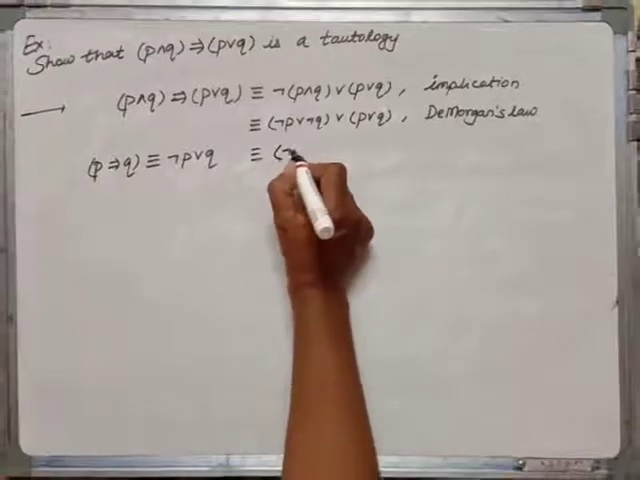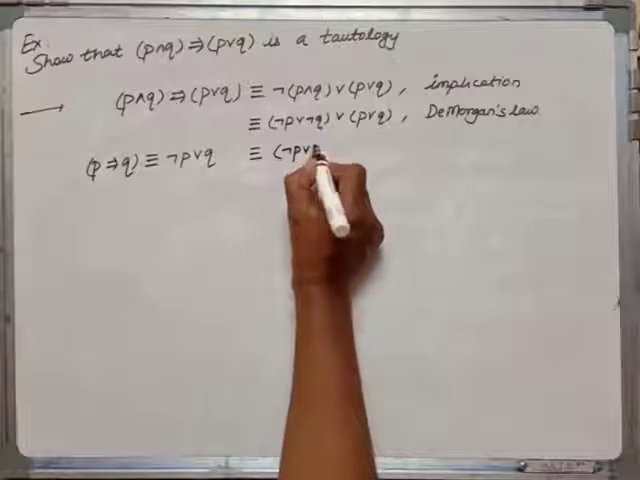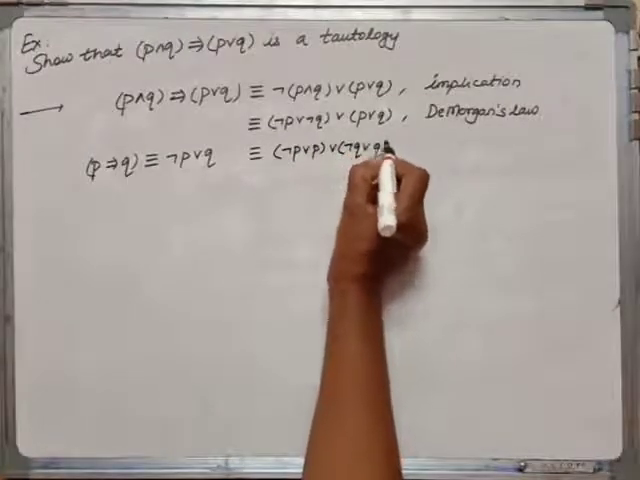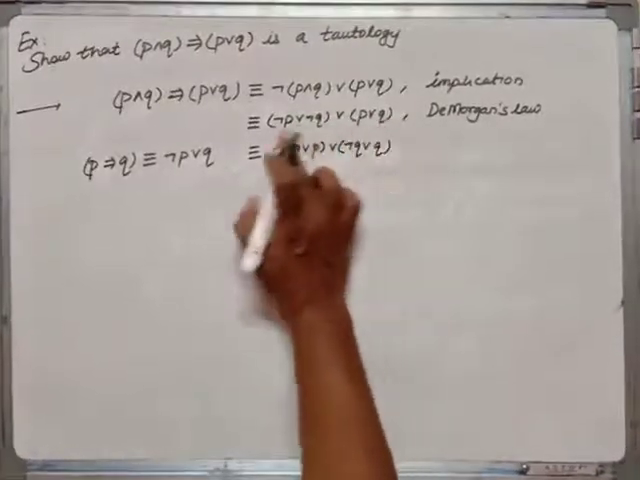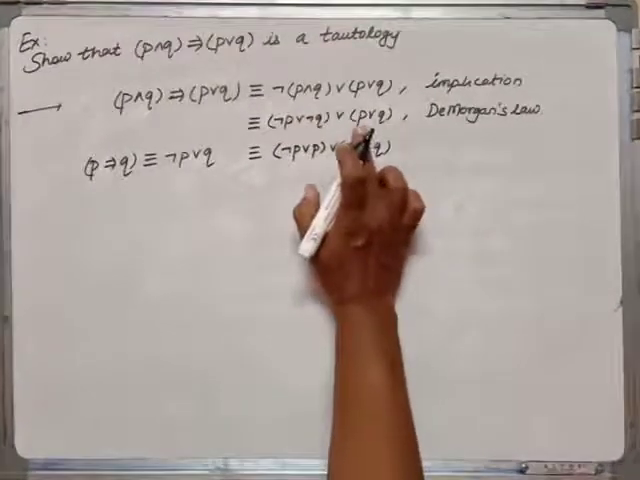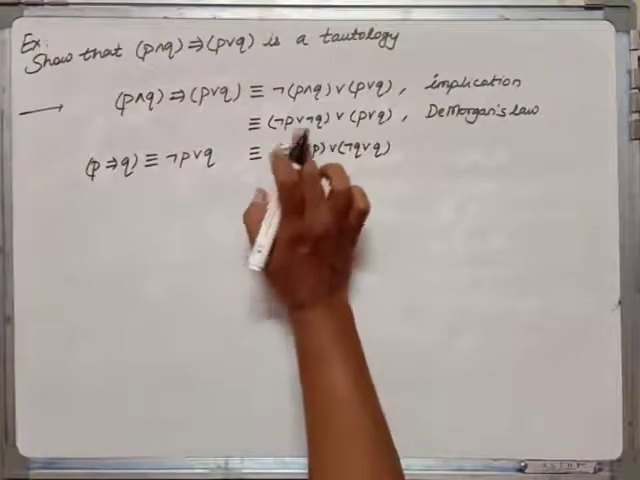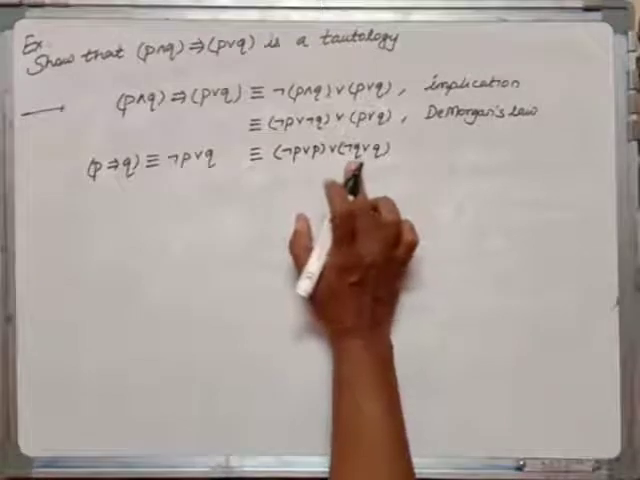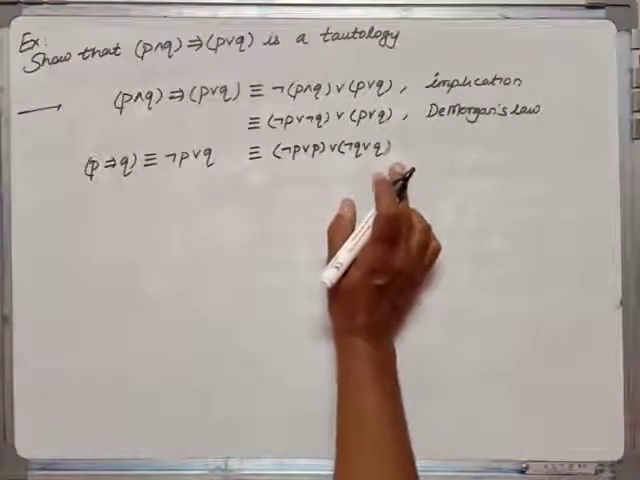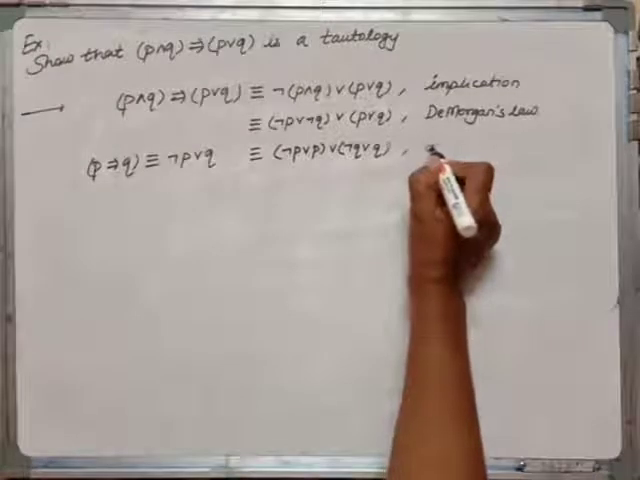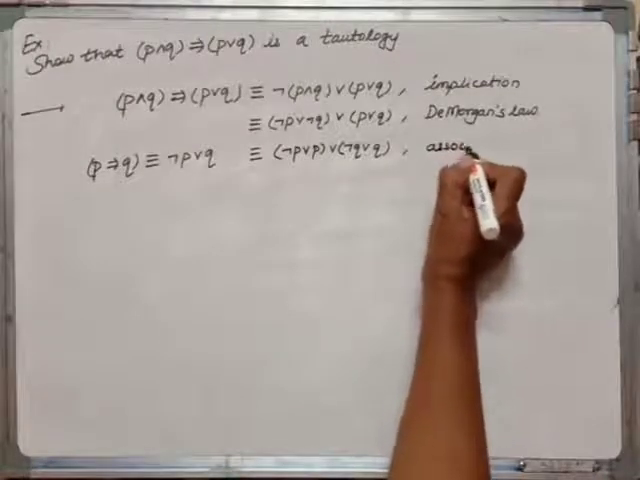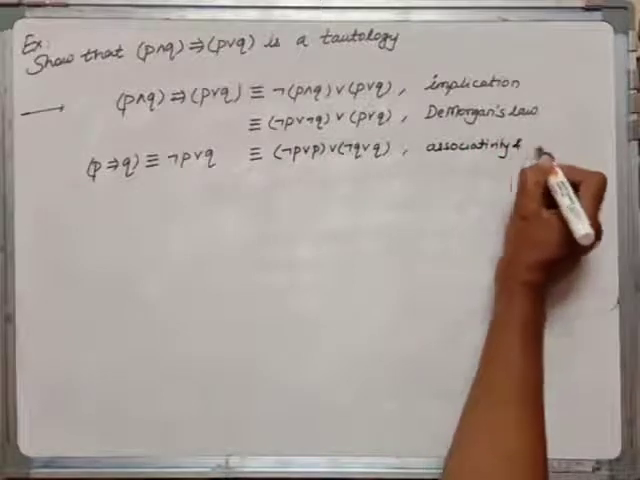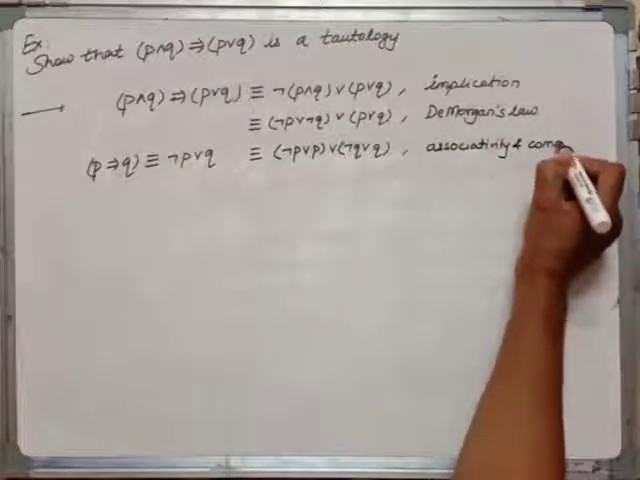Now again this is equivalent to, let me write them: negation P or negation Q or P or Q. Everywhere it is or here. Among these four propositions P, Q, negation P, negation Q, let me take P and negation P in one parenthesis, and Q and negation Q in the other one. Here we have used associativity and commutativity together.